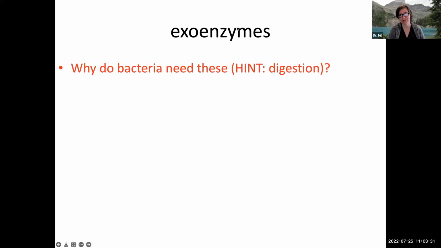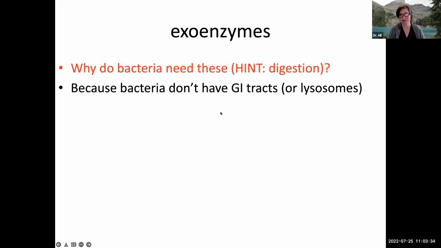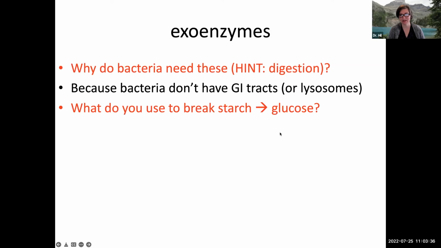Okay, so why do bacteria need exoenzymes? Well, because they don't have a gut. And they also don't have internal digestive organelles the way eukaryotes do. And then let's talk about the specific enzymes they're sending out there. So if you're a bacterium and there's a world that's filled with starch, you run into a cracker or a potato or something, what are you going to use to hydrolyze that starch down to glucose? And as a hint, it's the same enzyme we use.